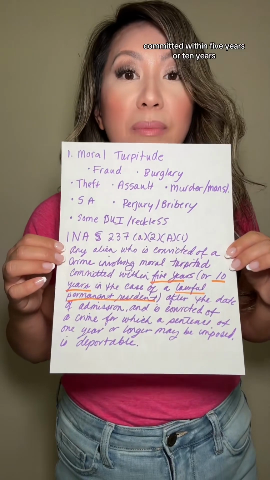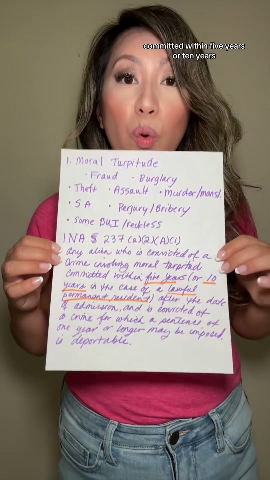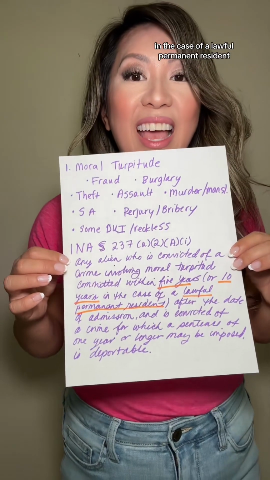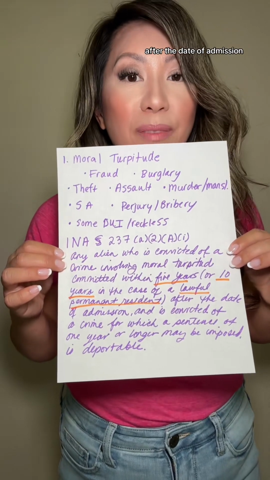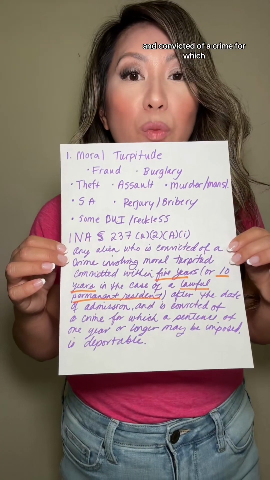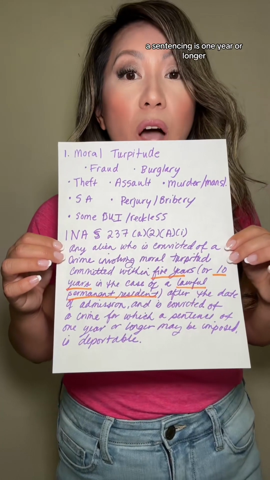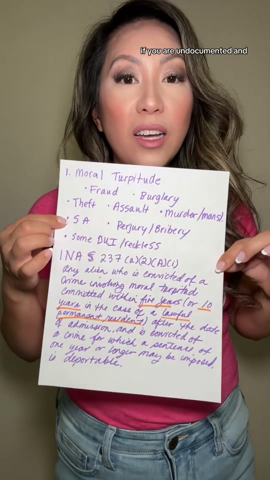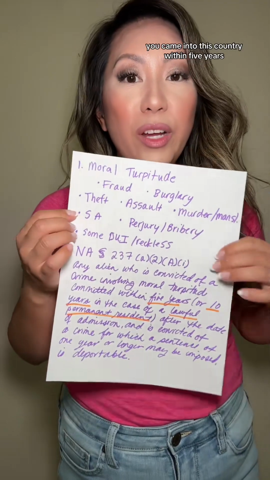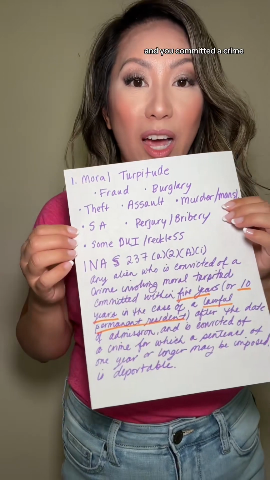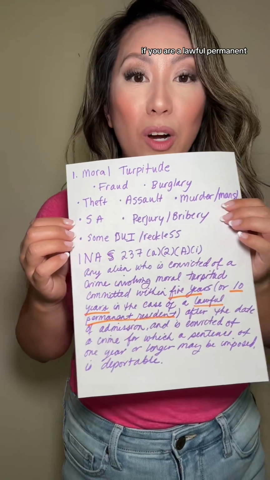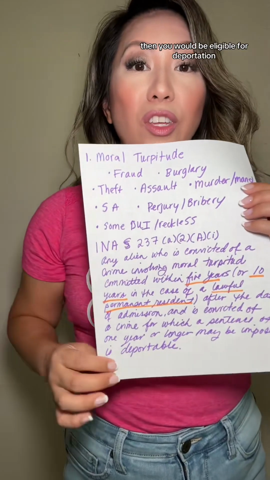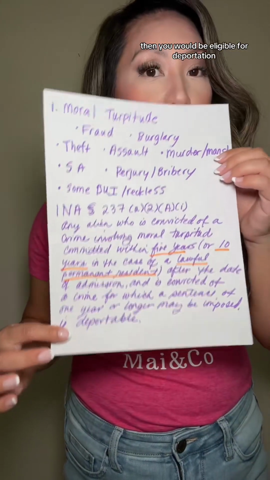moral turpitude committed within 5 years, or 10 years in the case of a lawful permanent resident, after the date of admission, and convicted of a crime for which a sentence of 1 year or longer may be imposed, is deportable. If you are undocumented and you came into this country within 5 years and you committed a crime, or 10 years if you are a lawful permanent resident under these general categories, then you would be eligible for deportation.